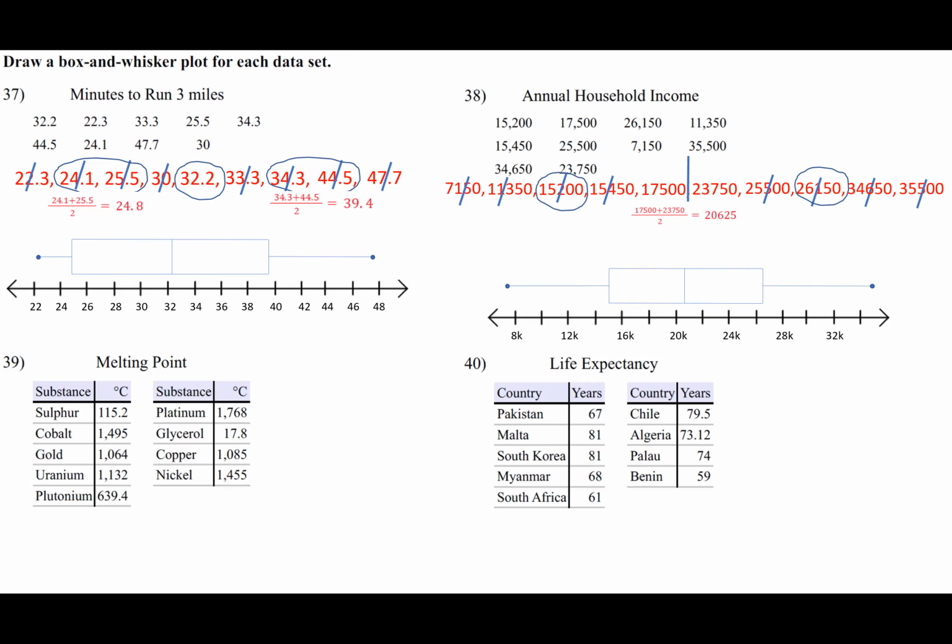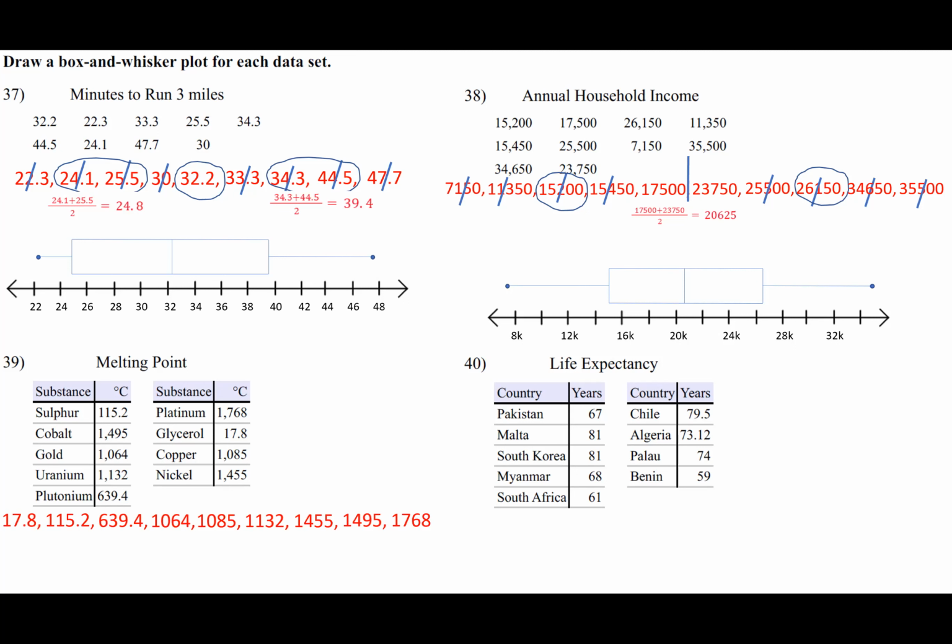Okay, let's take a look at question number 39, talking about some melting points. Here, let me list my numbers from smallest to largest. So 17.8, 115.2, 639.4, 1,064, 1,085, 1,132, 1,455, 1,495, and 1,768.